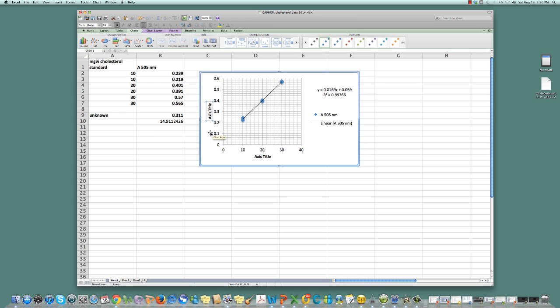Now this is kind of nice. Once you've actually made a standard curve like this, so long as you always do the assay the same way, you don't necessarily need to remake the standard curve every time. You've now determined what that relationship is between absorbance and milligram percent cholesterol. So you can then, on future occasions, simply measure the absorbance of the unknown, take out the graph that you've already made, plug its absorbance value in, and then solve for the milligram percent cholesterol.